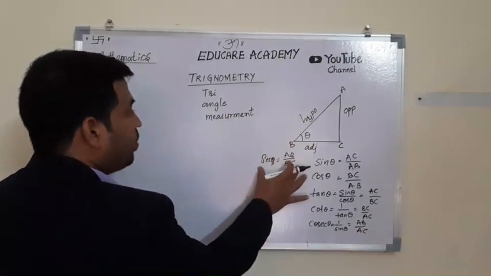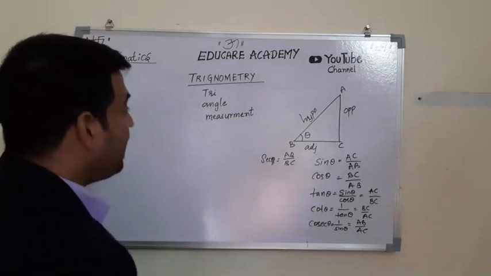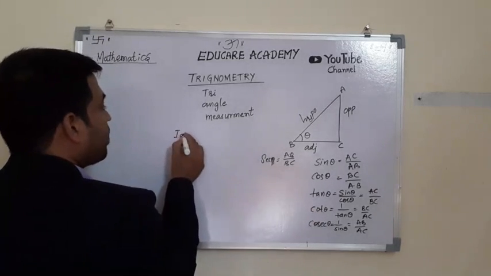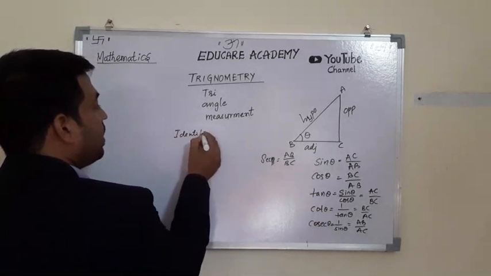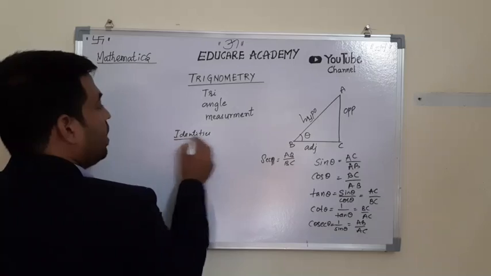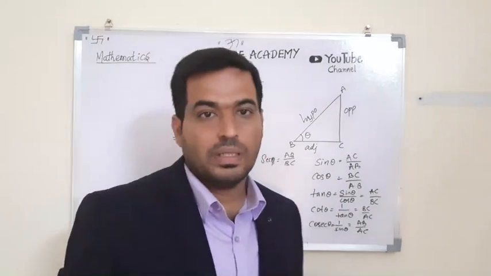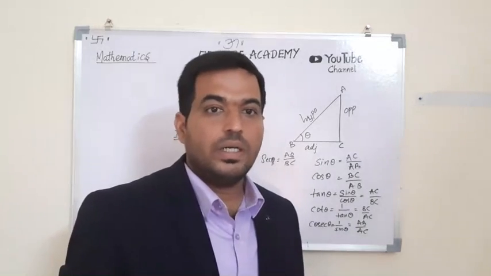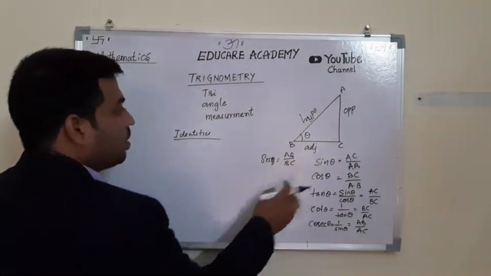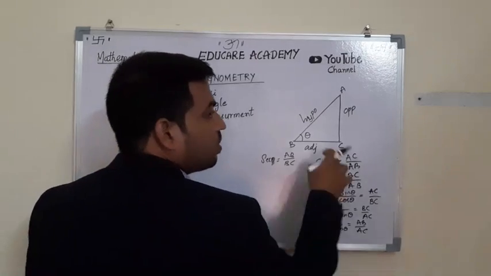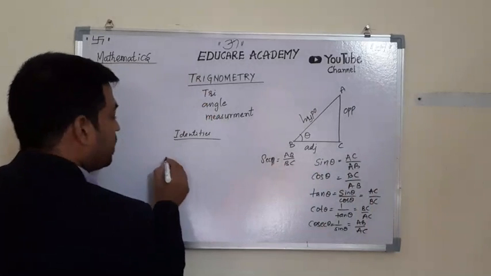Now these are the ratios. We'll go to the next concept called identities. We have three identities. If you are able to remember them, you can easily solve any kind of problem. So for the first one, take sine and cos, square them and add. What are you going to get?